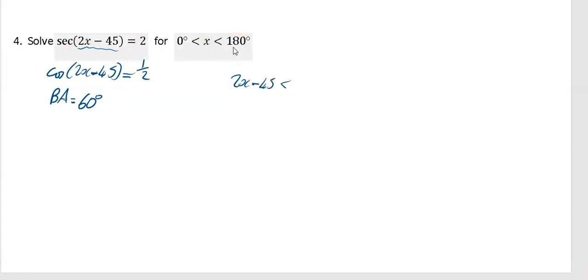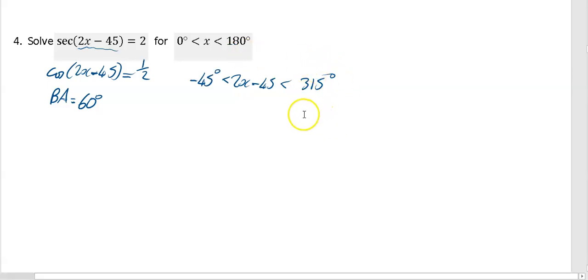So what I'm going to do to my 180 is multiply it by 2 and then take away 45, and that's going to give me 315 degrees. What I'm going to do to the 0 is multiply it by 2 and then take away 45, so that gives me minus 45 degrees. So I've adjusted my range here accordingly.